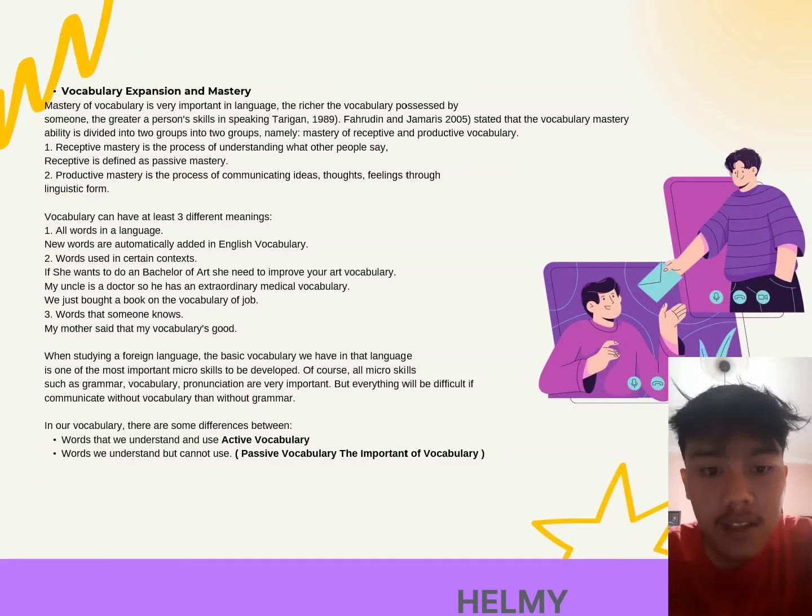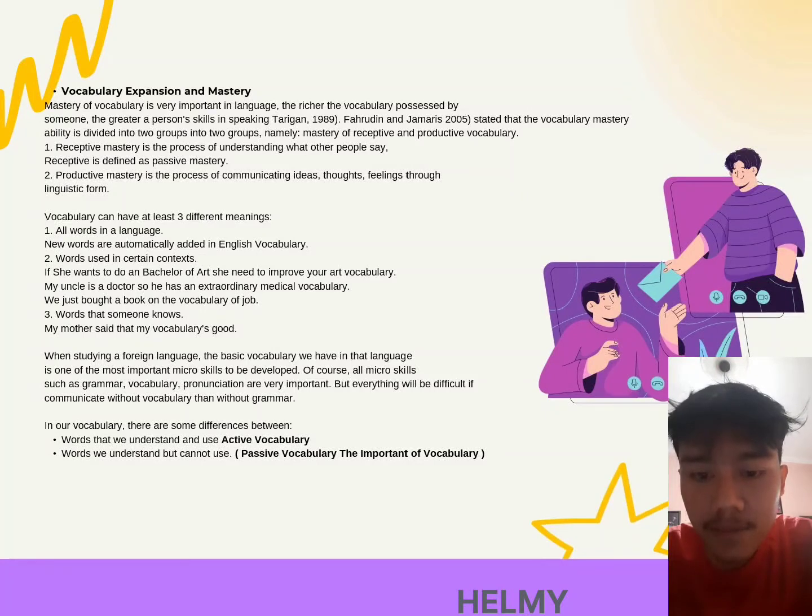Nurudin and James stated that vocabulary mastery ability is divided into two groups, namely receptive and productive vocabulary mastery. One, receptive mastery is the process of understanding what other people say, defined as passive mastery. Two, productive mastery is the process of communicating ideas and feelings through speaking.